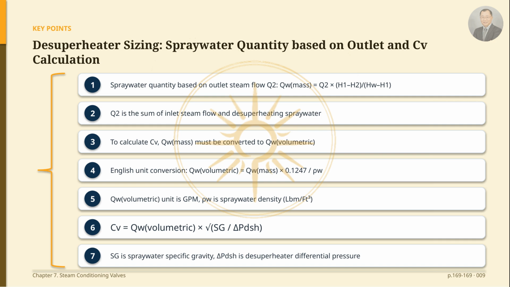To perform the basic CV calculation for sizing, the mass-based QW must be converted to a volumetric basis. In English units, this is done by multiplying the mass-based QW by 0.147 and dividing by the spray water density ρ_W. Here, the volumetric QW is in GPM, and ρ_W is the spray water density in lbm/ft3.